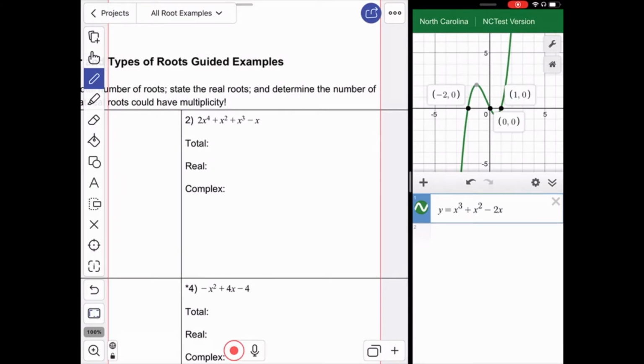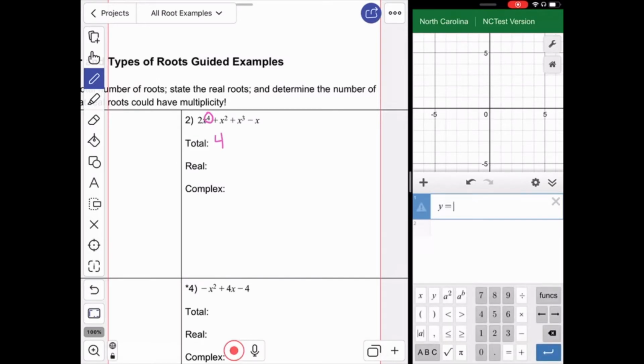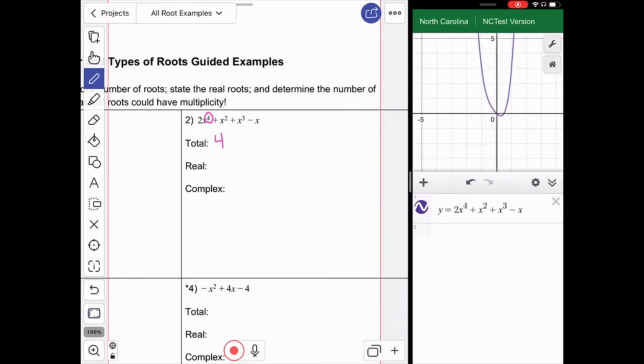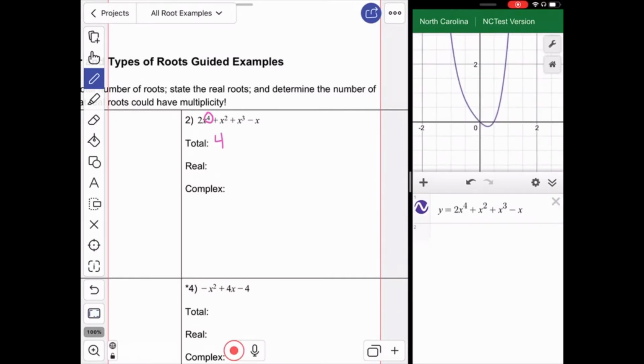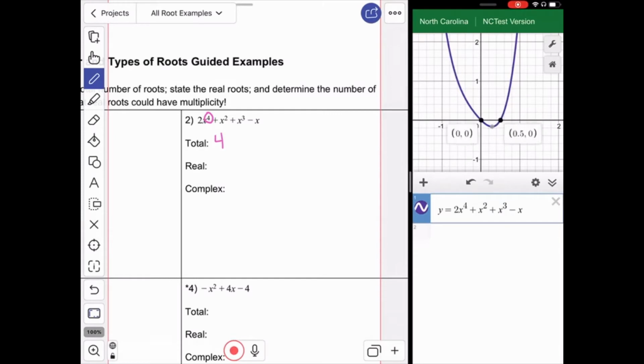Again, we're looking for the total, which is going to be 4. We're going to graph it and look for how many times it crosses the x-axis for our real roots. I'm zooming out to make sure I don't see anything outside of our window, going back in, and I see that it crosses 2 times. So no multiplicity. If I have 2 real roots and a total of 4, then we're going to have 2 roots left over, but they're not anywhere as far as crossing the x-axis. That means we are going to have 2 imaginary, or 2 complex, roots.